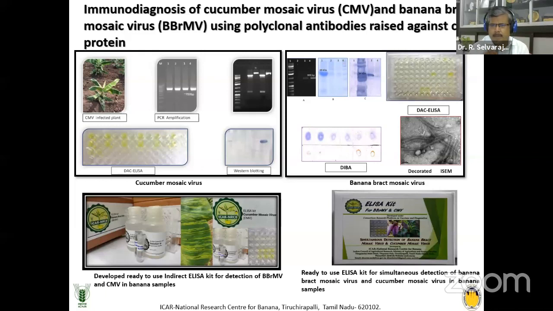Often we get insoluble protein, and we sonicate. Sometimes we send the insoluble fraction itself for raising antibodies. And we did this for banana mosaic virus and cucumber mosaic virus, and you can see how it is coating under the electron microscope: the antibodies which we produced were able to decorate the mosaic virus.